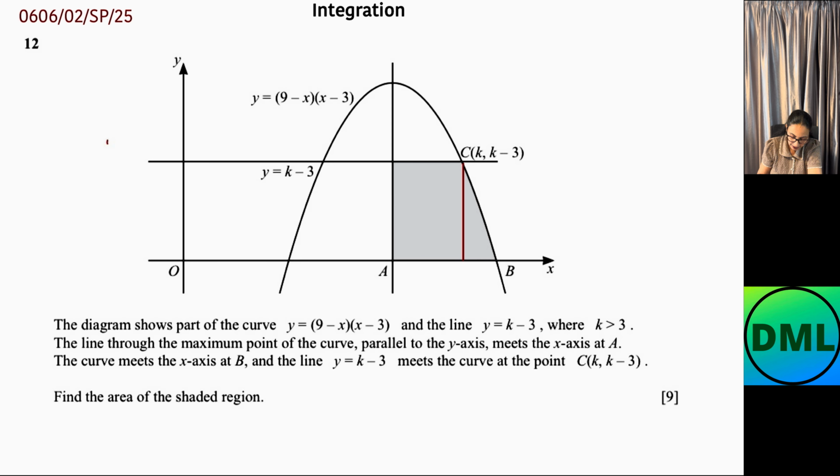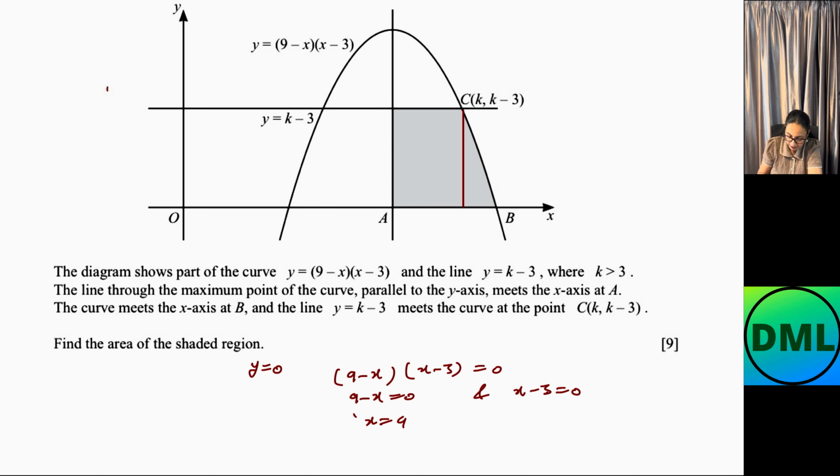Let's substitute y = 0 in the curve. I will get (9 - x)(x - 3) = 0. For that, 9 - x = 0 and x - 3 = 0. You will see that x = 9 and x = 3. These are the two values I receive. As x = 3 is on the left-hand side, this point is x = 3 and this point will be x = 9. So the coordinates of B are (9, 0).